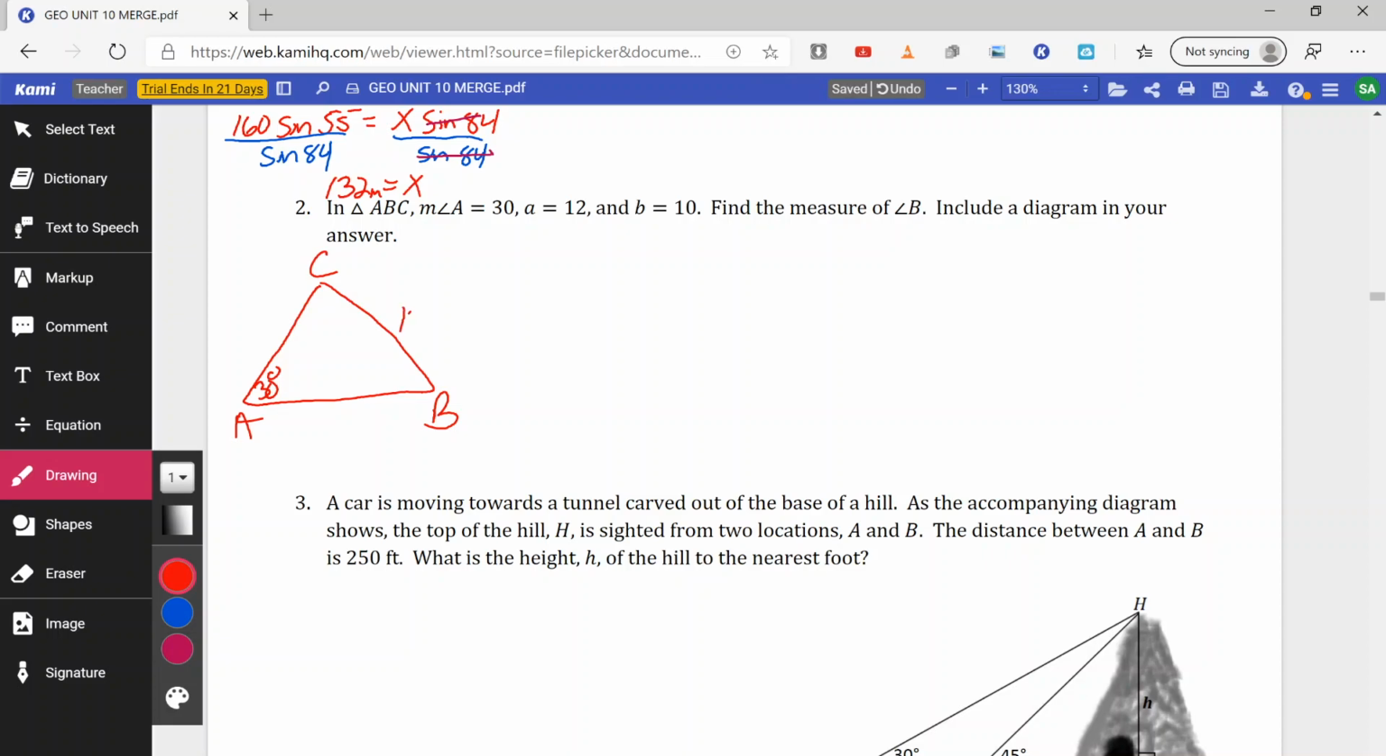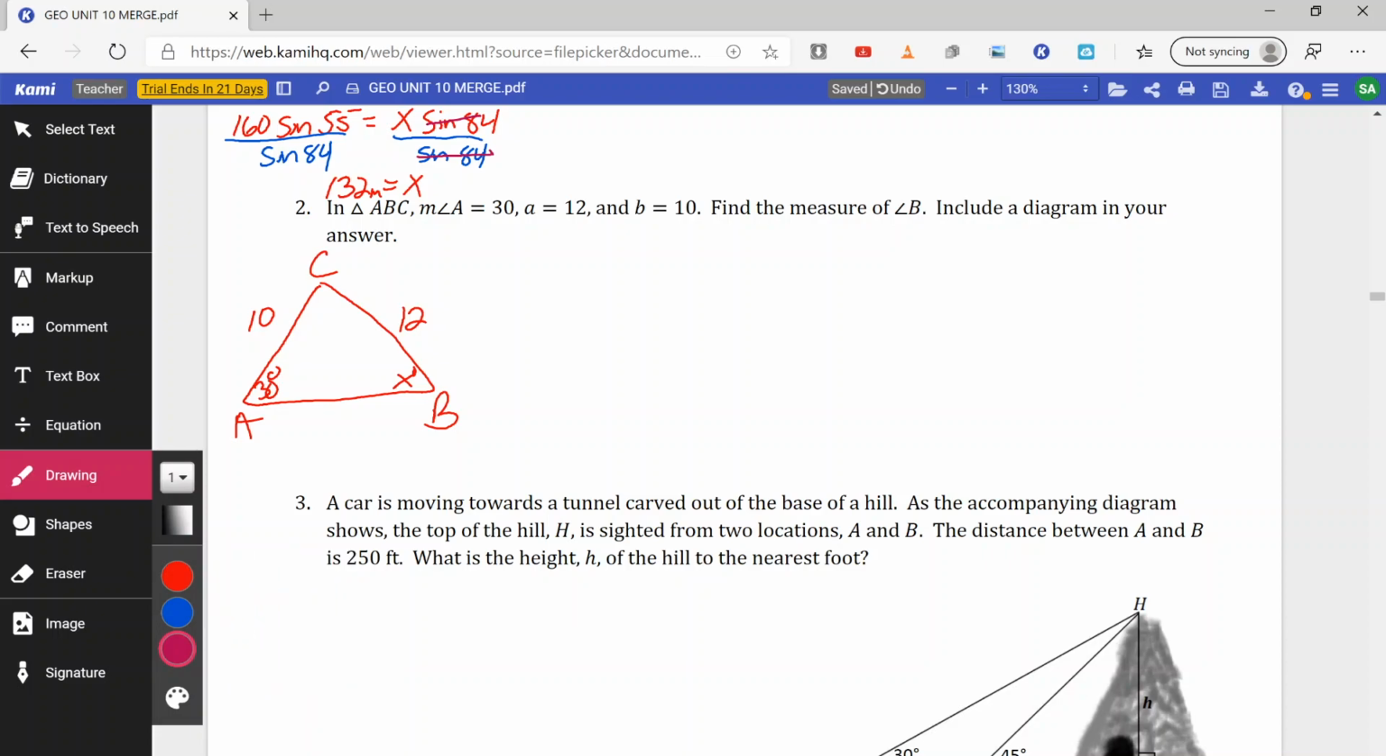Side A is 12, and side B is 10. We need to figure out what angle B is. So there's our unknown. We have the appropriate measures: angles and the sides across from them. So we can use the law of sines.